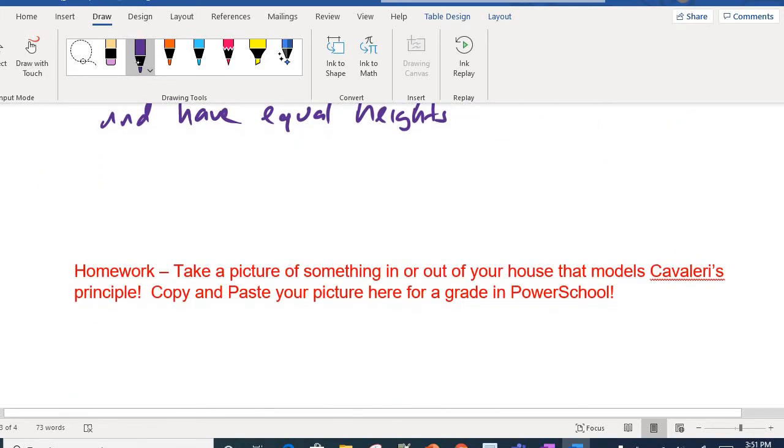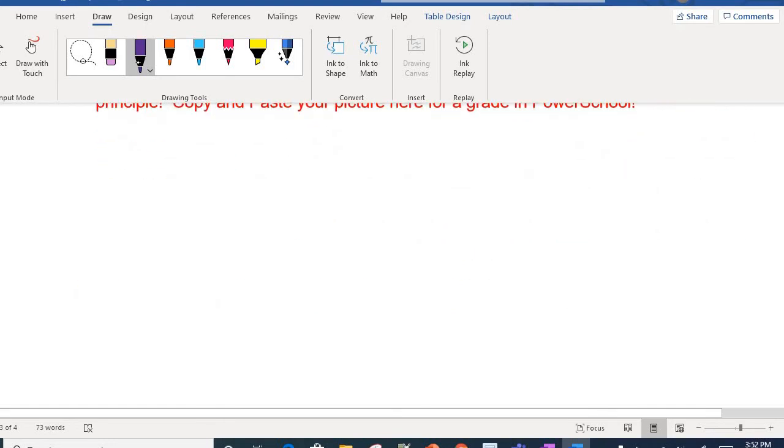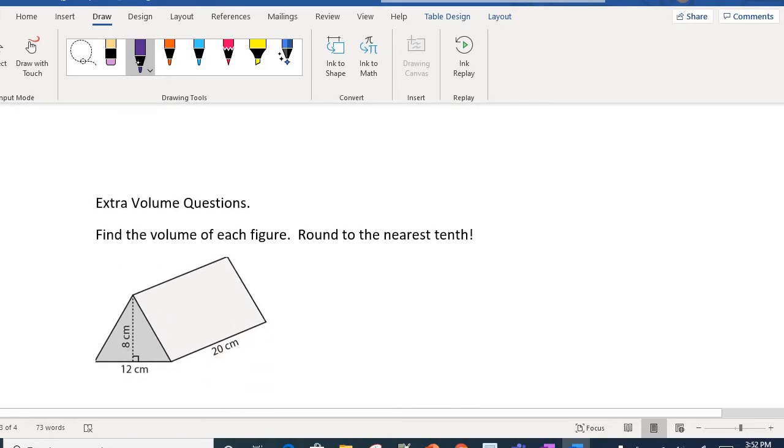So what I want your homework to be, and you will get full credit for this, is to take a picture of something in or outside of your house that models Cavalieri's principle. Copy and paste your picture into your OneNote notebook, or you can email me, but I prefer you put it in your notebook, and I'll give you a nice grade. Try not to use the example that we used with the coins. That one's already been used. Try to be a little bit creative, okay?